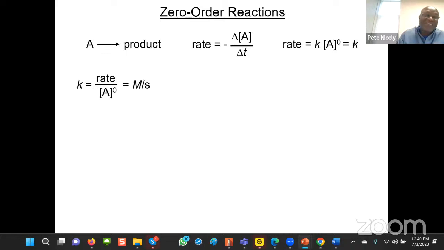But because the concentration of A is 0, basically the unit of K would be M over S. And we can simply put, therefore, this term being equal to K: minus the change in concentration of A over the change in time, that would be equal to K. Now, what I'm going to do is show you the result of what we call integrating this equation here.